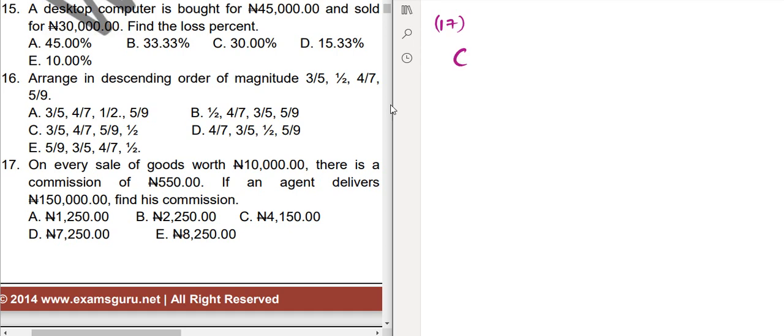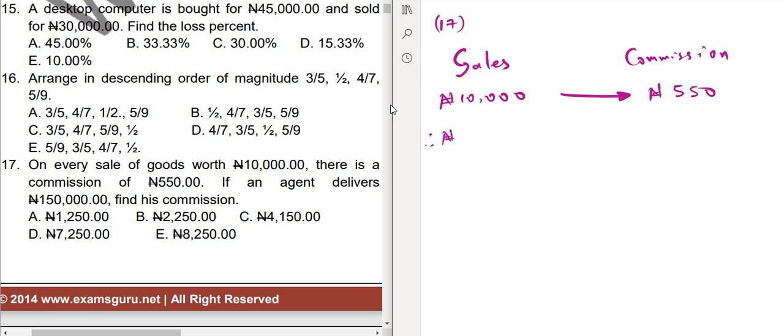So when he makes sales, and let's call the side commission. When he sells 10,000 naira, his commission is what? 550 naira. Right? Therefore, if he sells 150,000 naira, your sales have to be under your sales. Don't mix it up. Don't put it under commission. So to get the commission, what do we do?